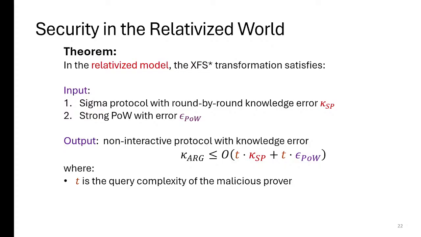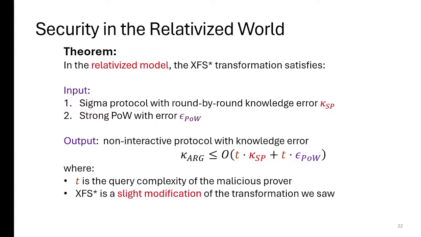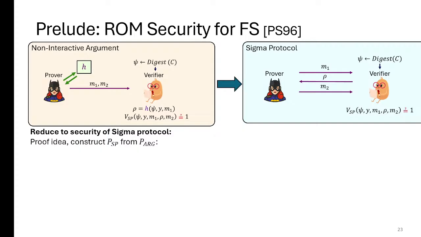an idealized model, so the prover is not bounded. It's only bounded by the number of queries it makes to this oracle. And so there's an XFS star here. This is a slight modification of the transformation that we already saw. I'll show this. But first, I want to say a few words about the random oracle security for Fiat-Shamir.